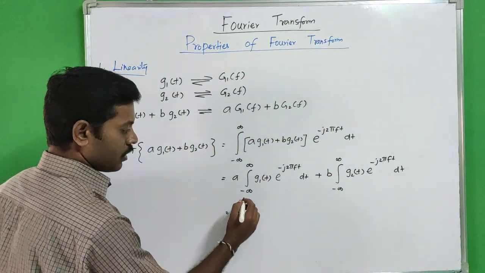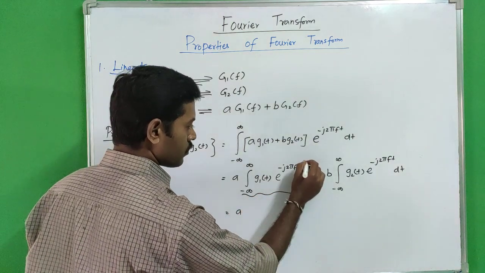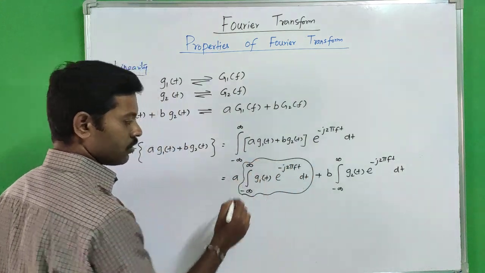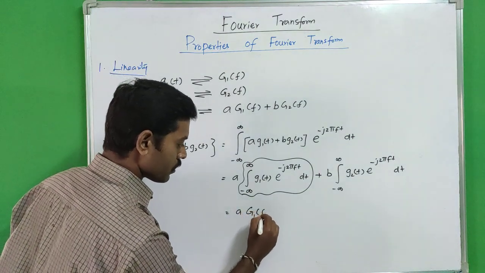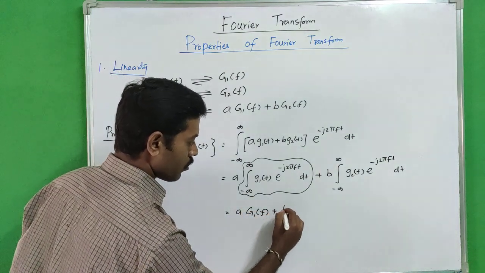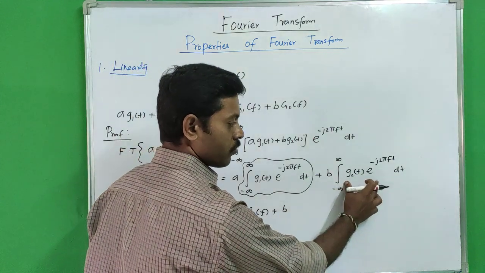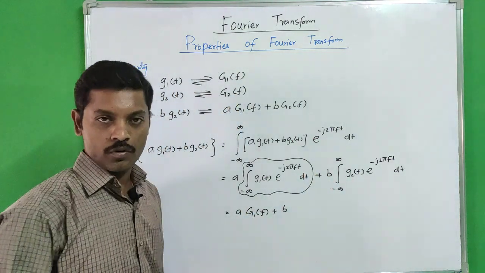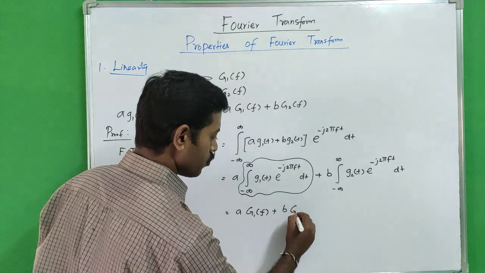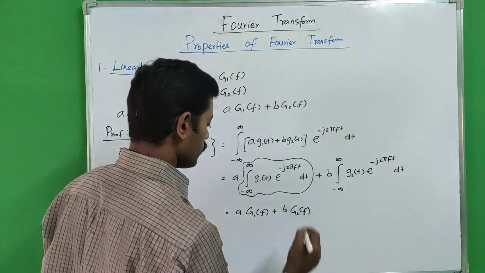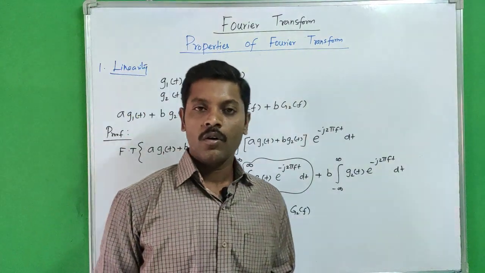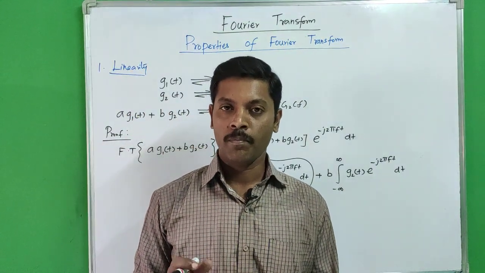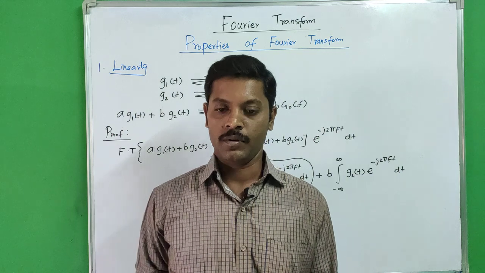Here a is a constant, and this is the Fourier transform formula for g1 of t. So we can write G1 of f. Similarly here b is a constant, and this is the Fourier transform formula for g2 of t. So we can write G2 of f. So this is the proof for the linearity property. Now we will see the problem related to this property.